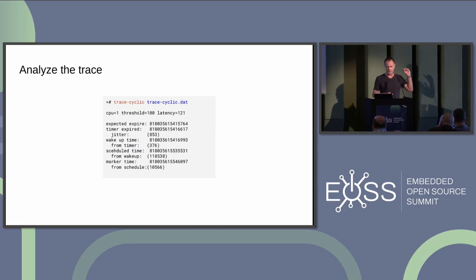It tells me it happened on CPU 1, the threshold was 100, the latency is 121, and then here's the expected. By the way, since I just wrote this on Saturday, I didn't have time to format it nicely into actual seconds, because this is the actual nanoseconds in the timer. Usually I will parse this so it would be like 8 something dot. So this is actually the nanosecond timestamp that's in the trace data.